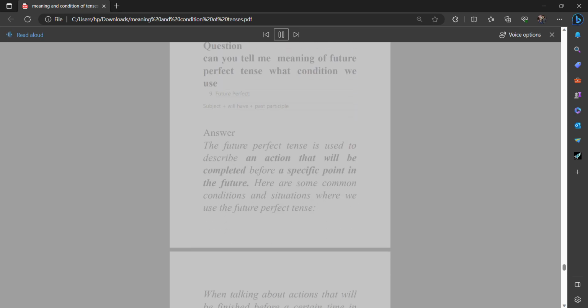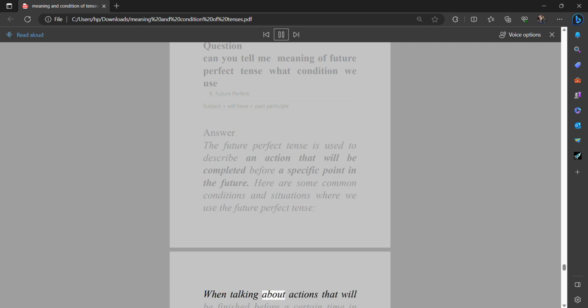Question: can you tell me meaning of future perfect tense? What condition we use? 9. Future perfect, subject plus will have plus past participle. Answer: the future perfect tense is used to describe an action that will be completed before a specific point in the future. Here are some common conditions and situations where we use the future perfect tense.